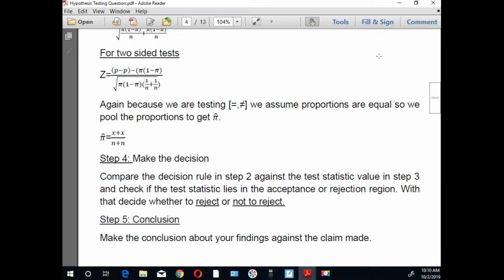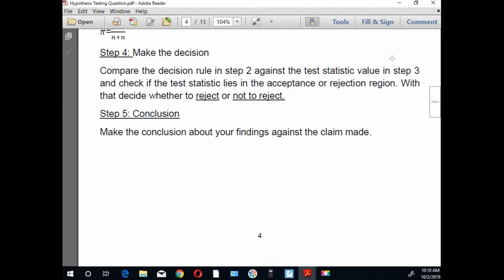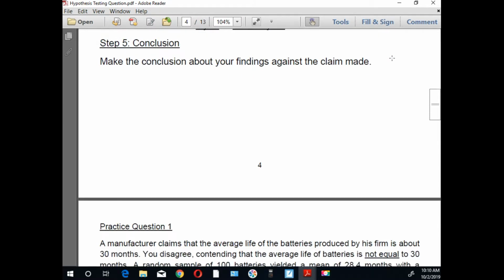So you make a decision based on your critical value that you found. From there, the decision is either to reject or not reject. We never say we accept. And then the last step is to conclude your findings.